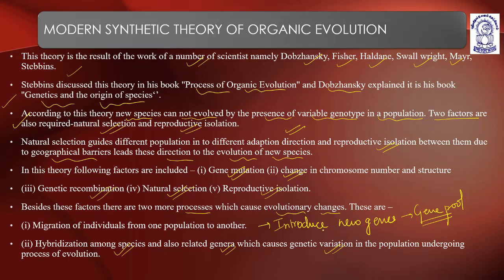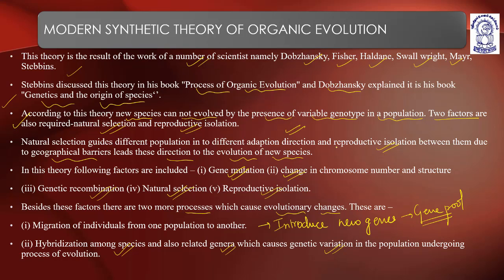Closely related members can overcome the barriers of reproductive isolation. They can interbreed, and this interbreeding can lead to genetic recombination and the formation of new species. So I hope this modern synthetic theory, which was proposed by Dobzhansky, Fisher, Haldane, Sewall Wright, Mayr, and Stebbins, mainly Stebbins and Dobzhansky, is clear. Stebbins proposed it in his book Process of Organic Evolution, and the same was done by Dobzhansky.